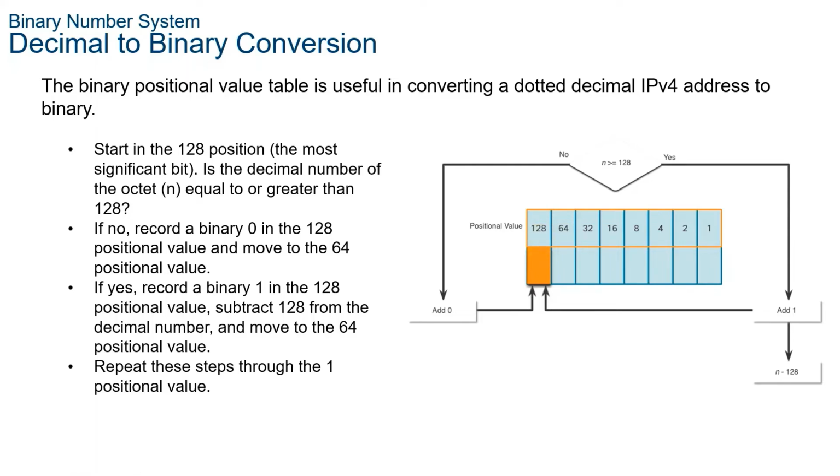Now, is the decimal number of the octet equal to or greater than the most significant bit, 128 in our example here? If no, then enter the binary 0 in the positional value of 128. Simple as that. And if yes, then add a binary 1 in the 128 positional value and subtract 128 from the decimal number.